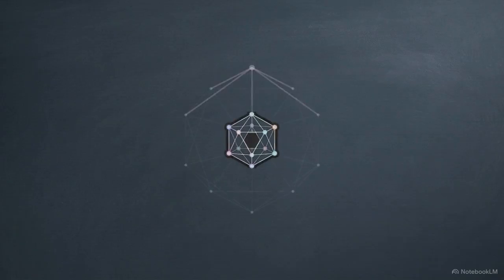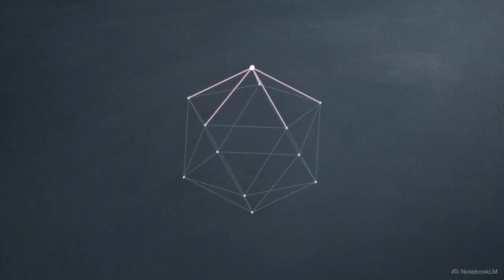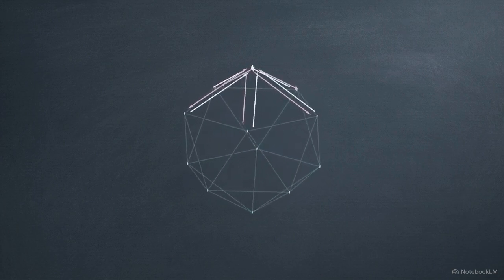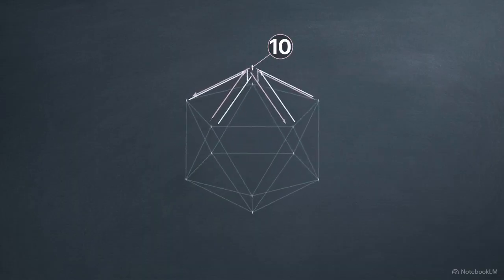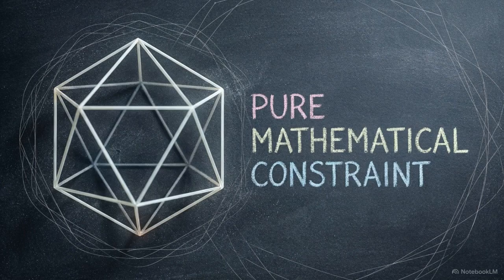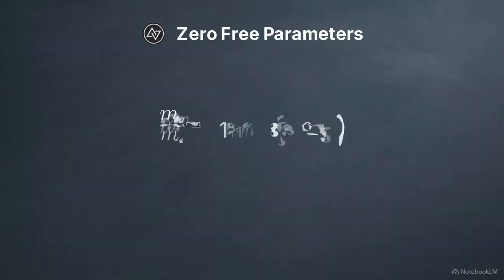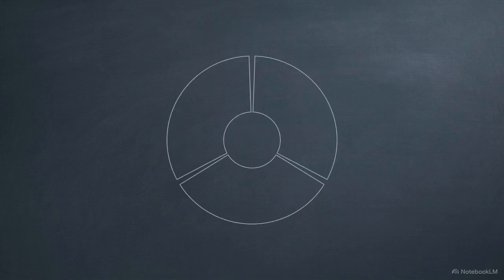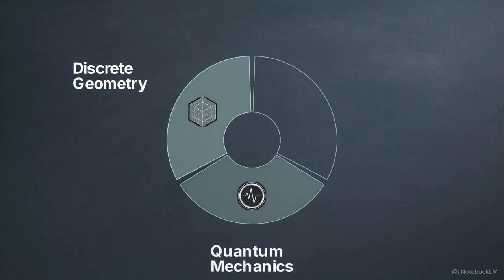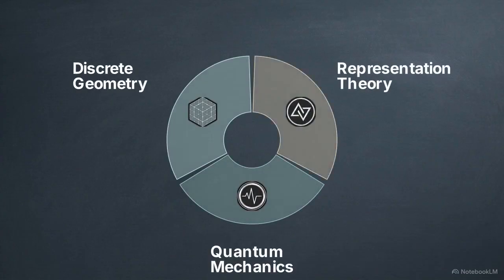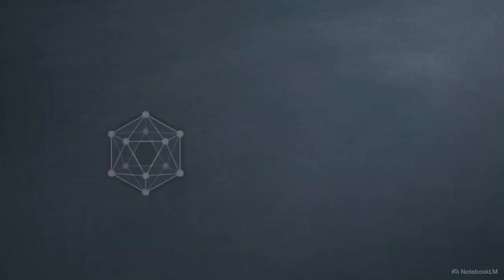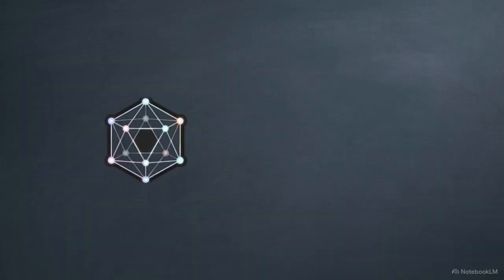The paper's entire core thesis is that the integer 10 originates strictly from the topology of an icosahedral zero divergence factor basin. This derivation introduces zero free or tunable parameters. There are no adjustable variables used to align the calculation with the known NIST value. The proof requires the synthesis of three established disciplines: discrete geometry, quantum mechanics, and representation theory. This methodology maps the physical interaction directly onto the symmetry rules of the icosahedral basin.